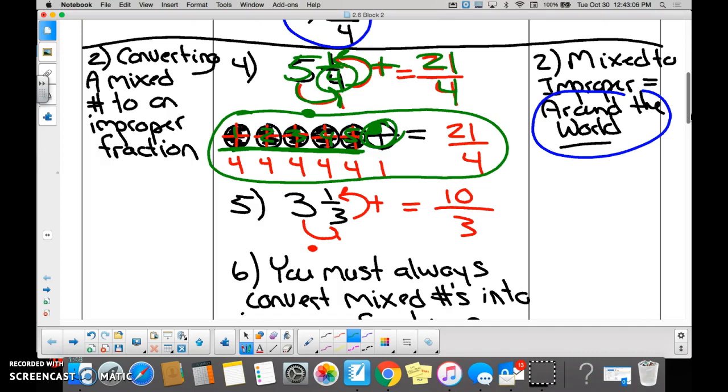But then how many parts do we have all together? If we look at this, how many parts are in that first piece of pizza? 4. How many parts in the second piece? 4. And so on and so forth. If we add all of our parts up plus the one last part there, we get 21 fourths.